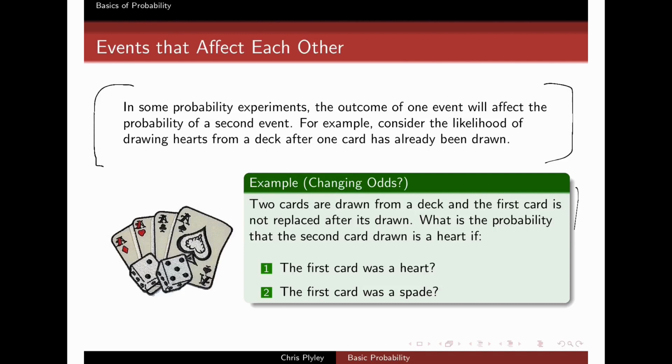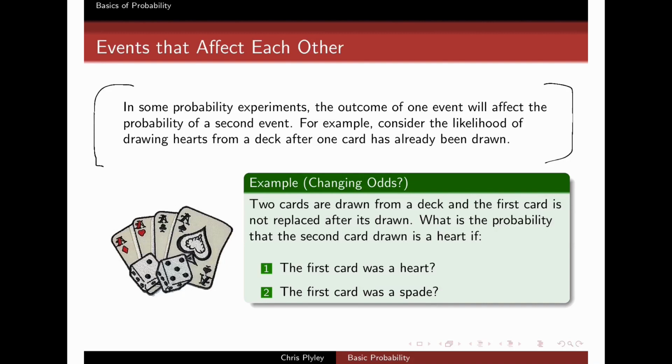So here's my question I want you to think about to start. Two cards are drawn from a deck and the first card is not replaced. What is the probability that the second card that gets pulled will be hearts if I assume that the first card was a heart? So I fanned out my deck, said pull any card, and we're going to assume that that first card was hearts. Now what's the probability that the second card will also be hearts? Think about that for a second before you listen to the answer. Try to come up with the right probability.